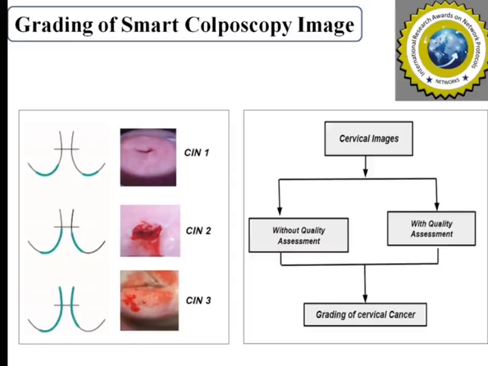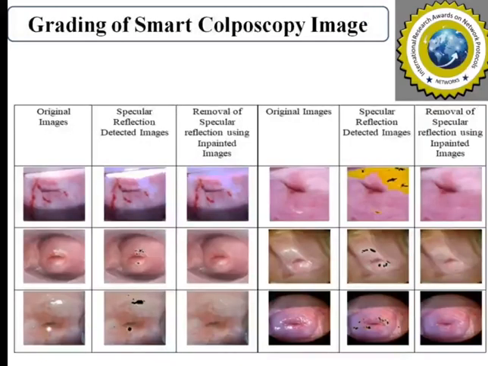Here we look at how grading is done using cervical images without quality assessment and with quality assessment. Without quality assessment means the images directly collected from the CASUAL data set are considered for the grading procedure, and the other is with quality assessment. After SR detection and removal, the images are taken as quality-assessed, and those images are taken for grading of cervical cancer. You can see this is the specular reflection detection and removal. So these are the images.